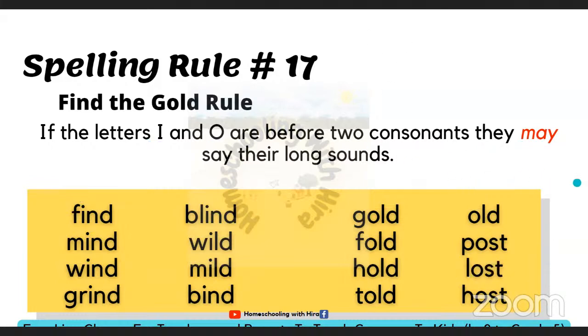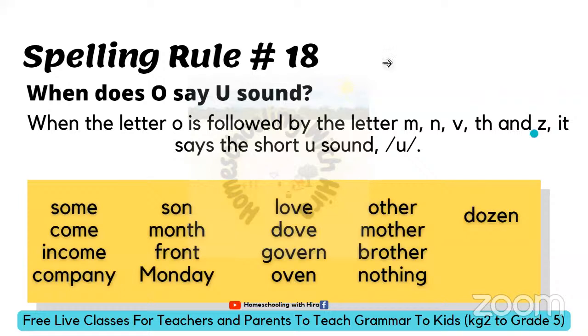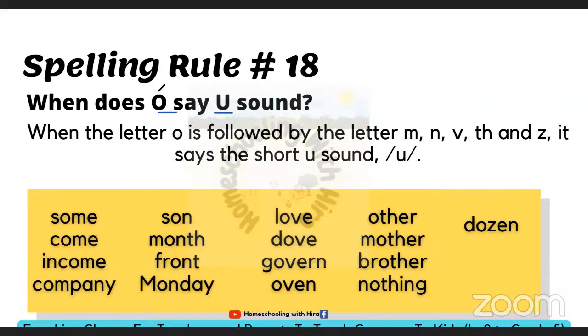I and O may say their long sounds before two consonants. May say. They don't always say. They may say. Okay. When does O say u sound? Short O says short U sound if it is followed by M, if it's followed by N, if it's followed by V, if it's followed by TH, or if it's followed by Z sound.